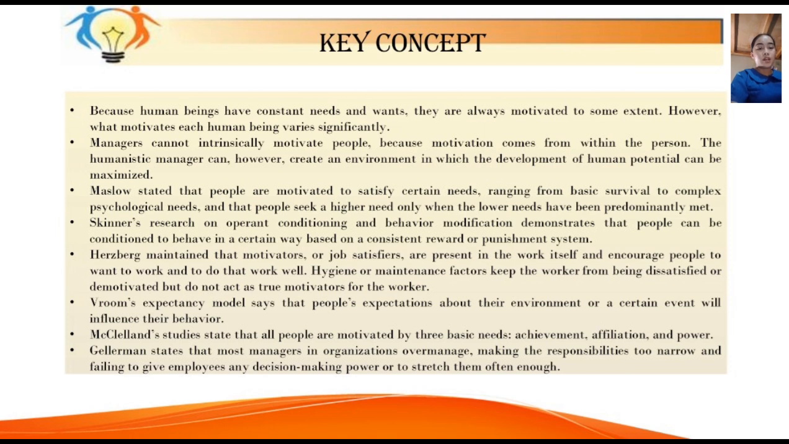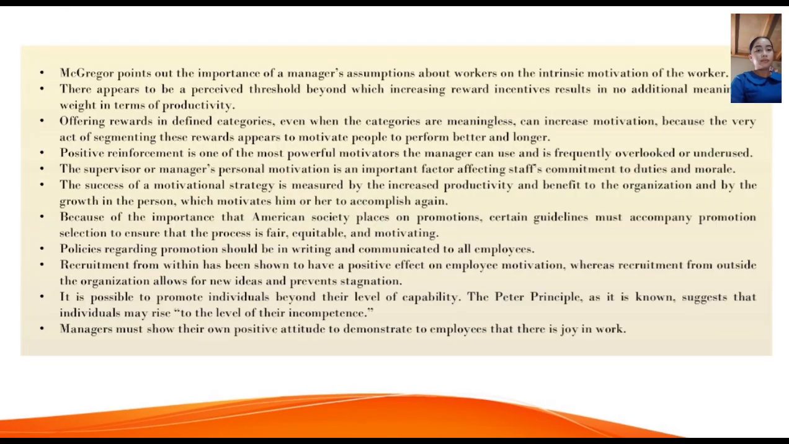Vroom's expectancy model says that people's expectations about their environment or a certain event will influence their behavior. McClelland's studies state that all people are motivated by three basic needs, which are achievement, affiliation, and power. And Gellerman states that most managers in organizations overmanage, making the responsibilities too narrow and failing to give employees any decision-making power or to stretch them often enough. And McGregor points out the importance of managers' assumptions about workers on the intrinsic motivation of the worker.